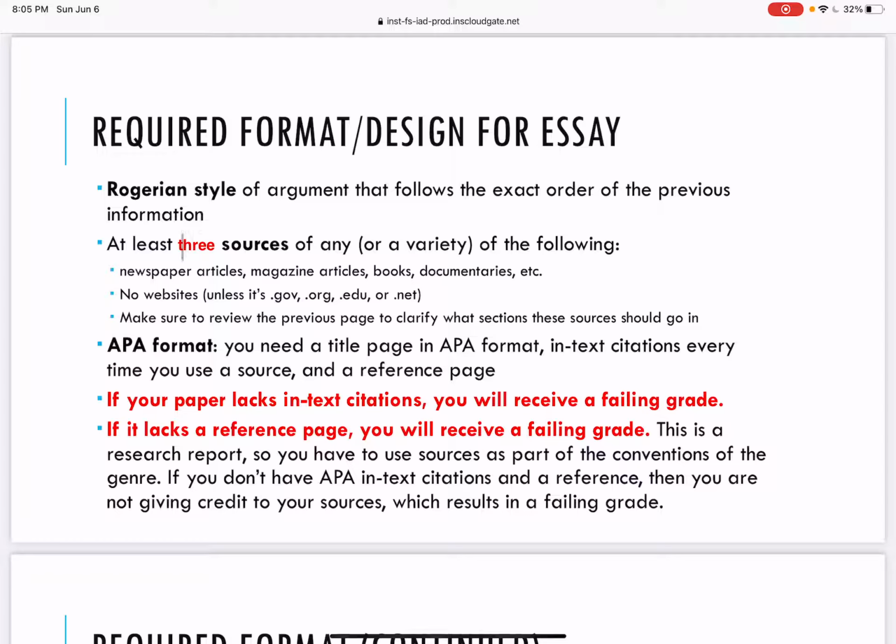You need at least 3 sources. They all go in your argument section. They can be any of the following. You can do a variety of them or just all of the same type of source. It's up to you, but 3 different sources: newspaper articles, magazine articles, books, documentaries. No websites unless they're .gov, .org, .edu, and .net.